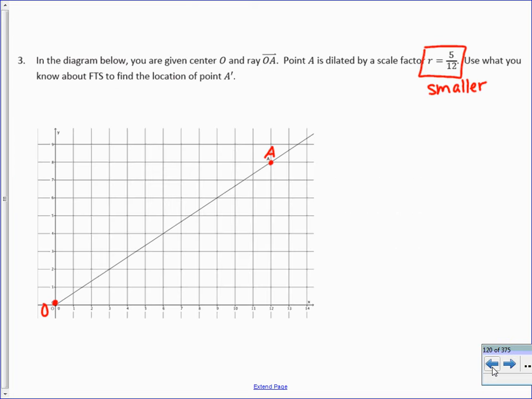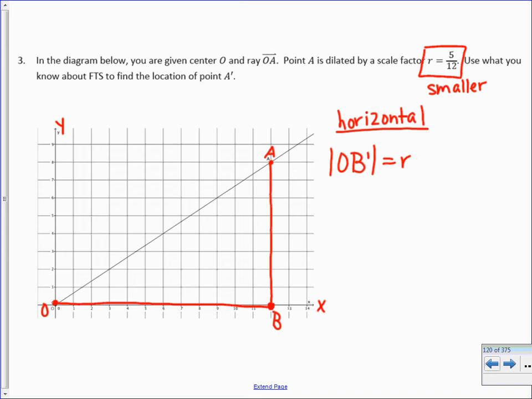Here's my question. So here in the diagram, I am given point A and point O. First thing I want to write down is I'm going to be working with that horizontal line first. So the first thing I'm going to do is from point A, I'm going to drop down the line, and on the x-axis, call it B. Here's my x-axis, here's my y-axis. Now, if I'm working with the horizontal line, I'm going to be working with OB. So the formula that I'm going to be using: the length of OB prime is equal to the scale factor times the length of OB.